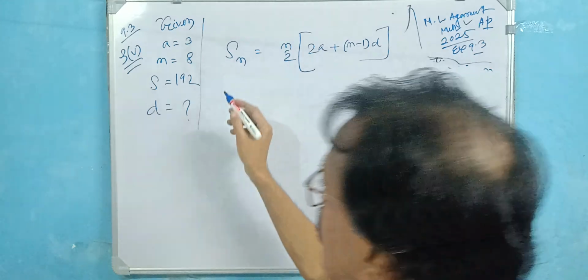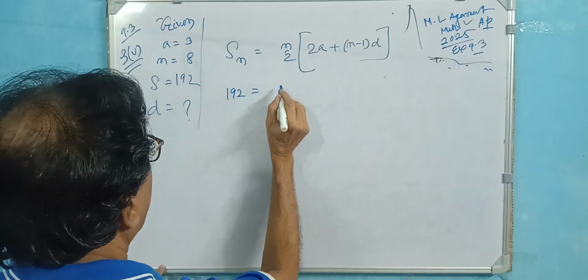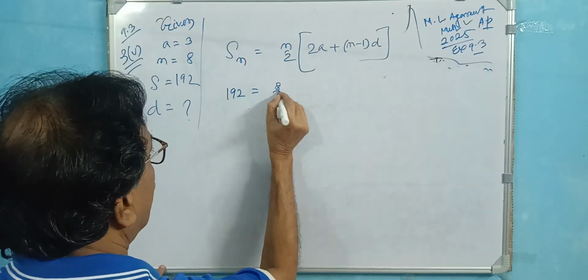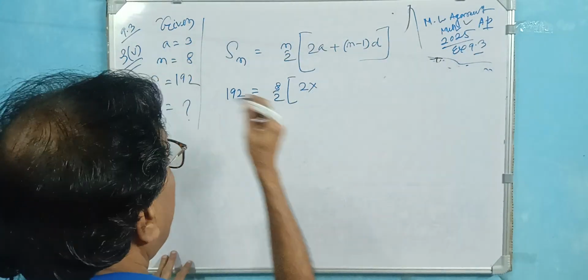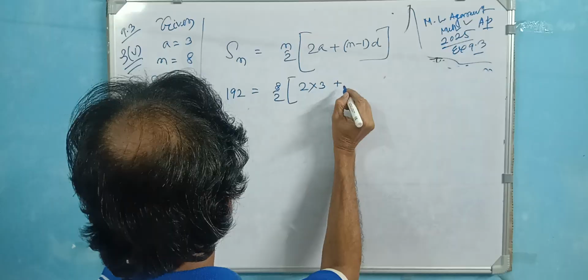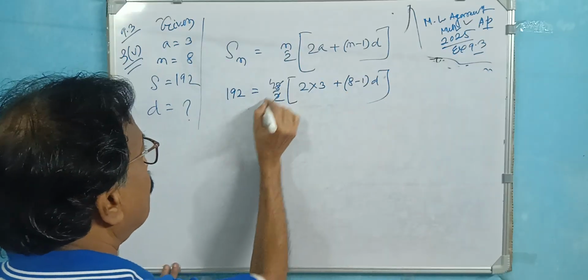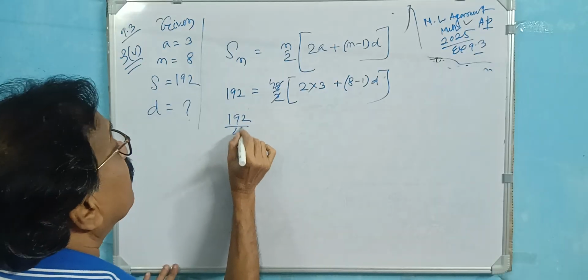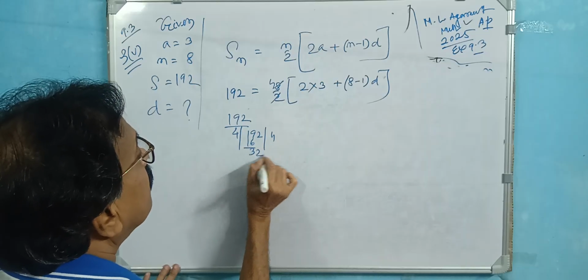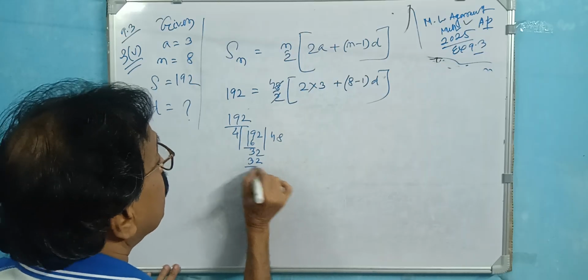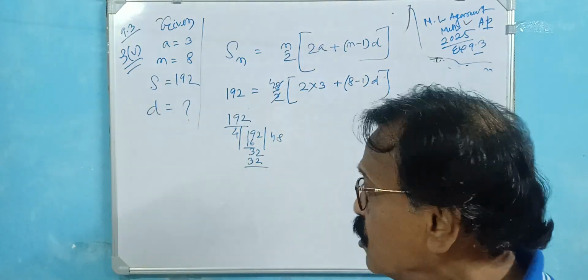Now here Sn means 192. That is very easy, but you must be careful in the calculation. n is 8, so 8 by 2 bracket 2 into a, and a is 3, plus (8 minus 1) into d. This is 4. Just a calculation, no problem at all. This is 192. Suppose maybe the calculation must be very careful. Maybe I also make a mistake in the calculation.